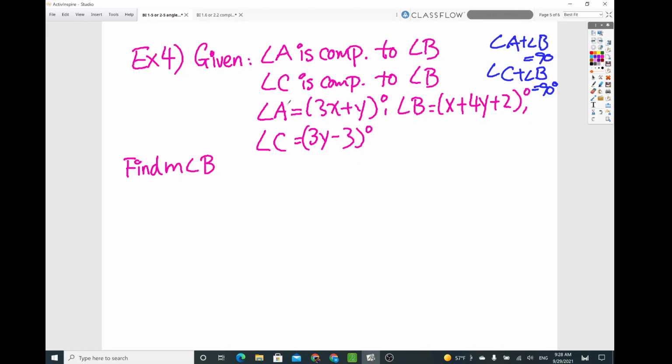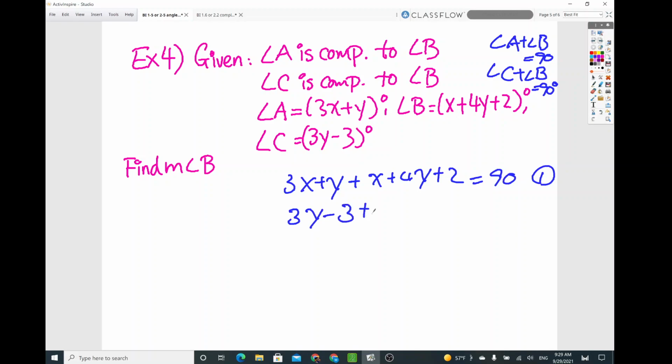So again, it contains two variables, so that means we need to apply a linear system of equations. So how do we set up the linear system? One thing that we notice, angle A plus angle B, so 3x plus y, plus x plus 4y plus 2, equals 90 degrees. So that's the first equation. And then the second equation is angle C plus angle B, so 3y minus 3, plus angle B, x plus 4y plus 2, that also equals 90 degrees.